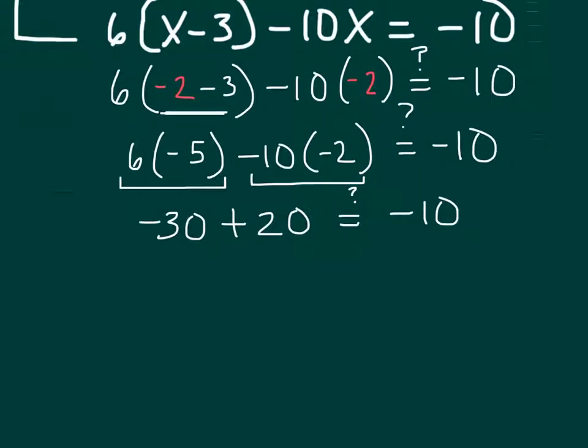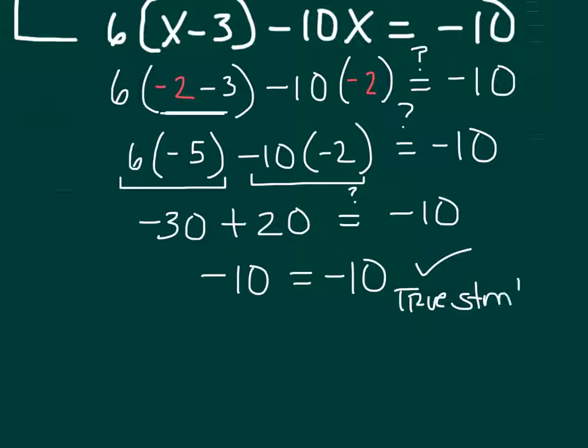Here I owe $30 and I decide I only have 20 bucks in my account, so I can only pay $20. So what's my balance? Well, I still owe $10. So -10 equals -10, so that's a true statement. A false statement would be like 9 equals -10.